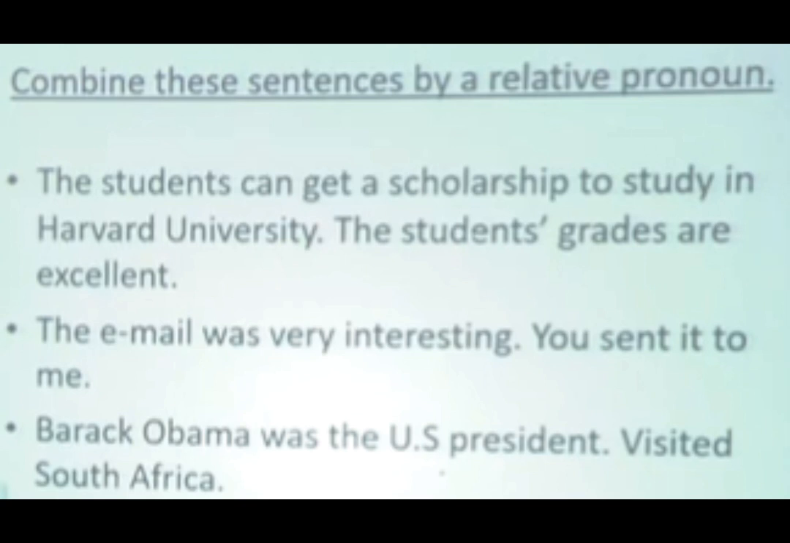The student's grade, it should be omitted. We don't need to repeat the two. The email was very interesting. You sent it to me.